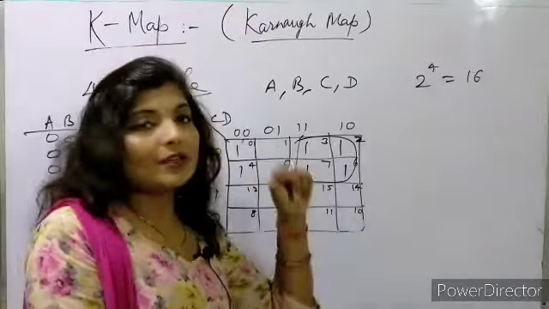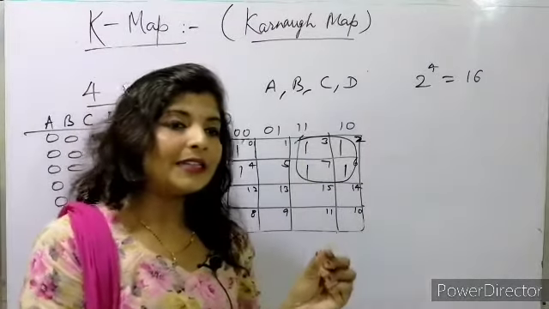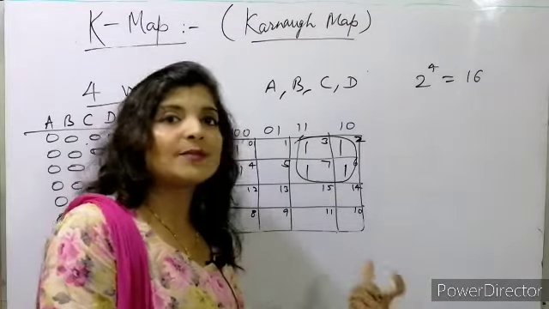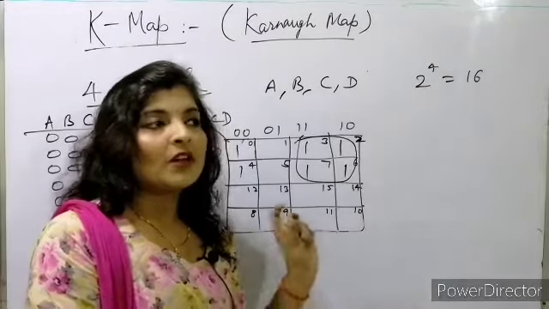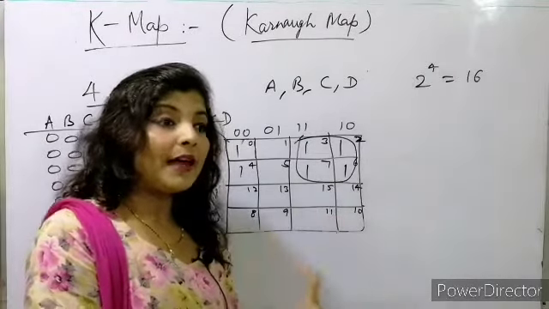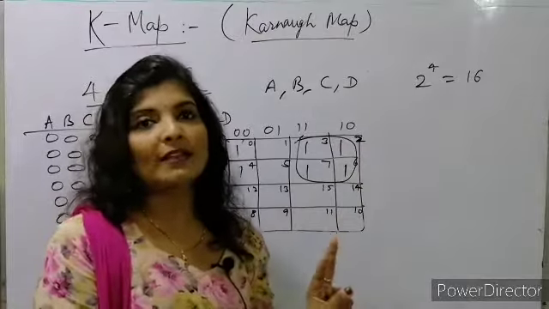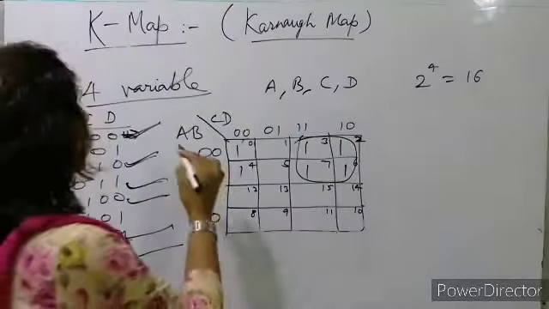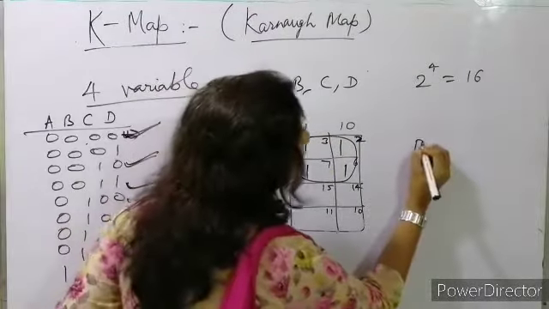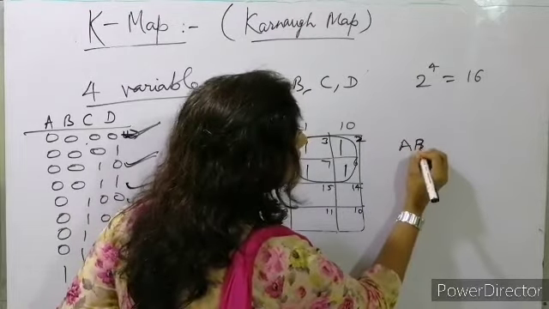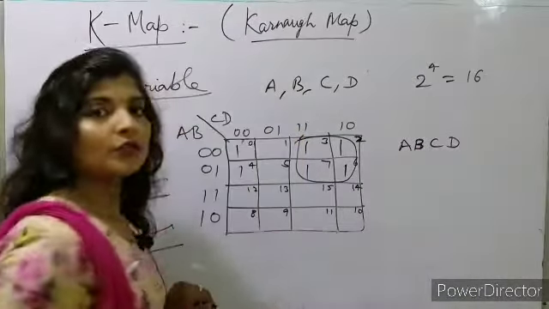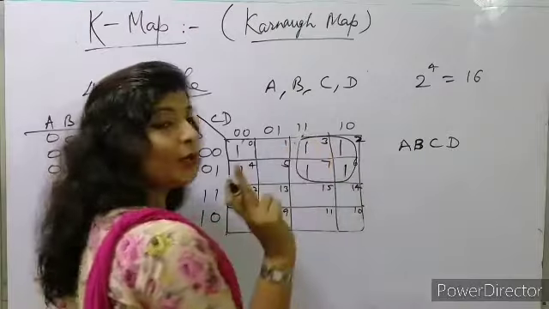When we are taking 2 boxes at a time, one variable is missing from that minterm. And if we are taking 4 at a time, 2 variables will be missing. See, there are A B C D, 4 variables, A B C and D. So for these 4 there should be 2 missing.